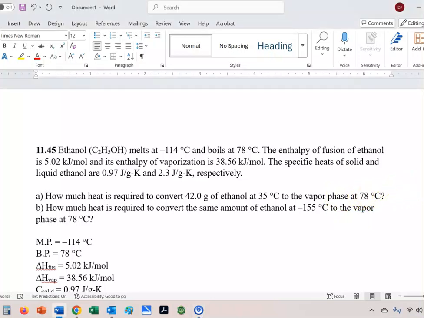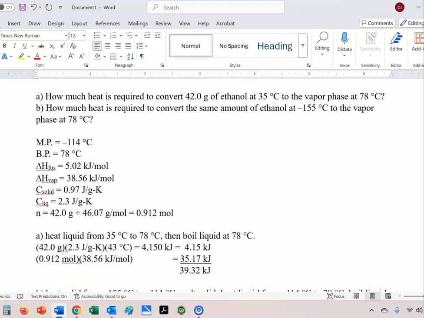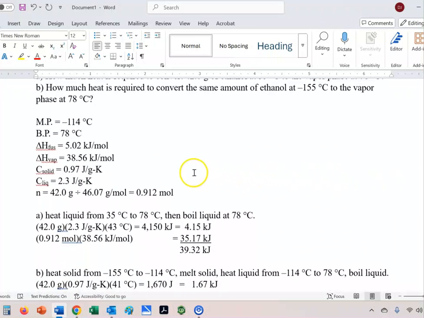So I just sort of cataloged all the information they gave us. The melting point, minus 114, boiling point 78, heat of fusion 5.02, heat of vaporization 38.56, specific heat of the solid 0.97, of the liquid 2.3. And then the last thing you have to do for this problem is to take that quantity that they give you, 42 grams, and convert it to moles. The molar mass of ethanol is 46.07, and so you get 0.912 moles.